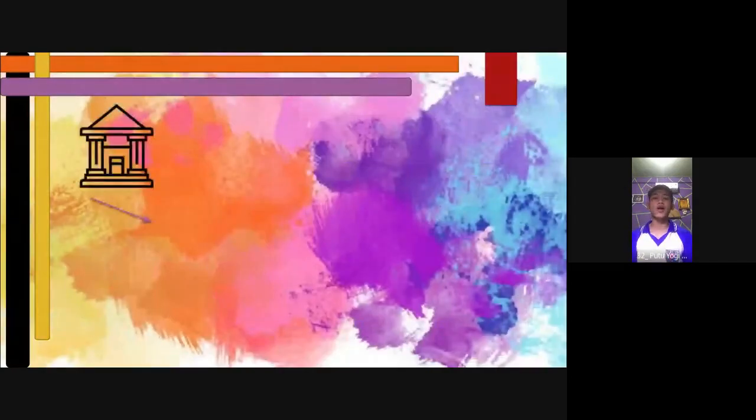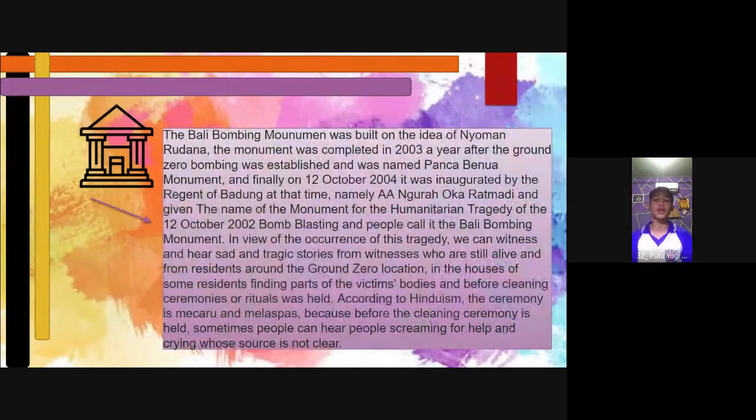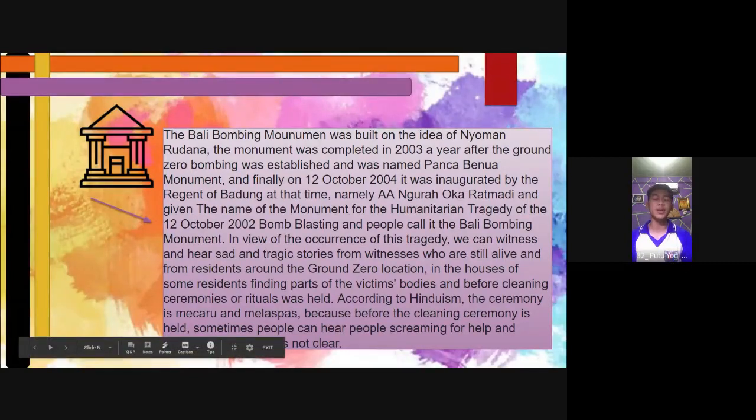So next, we will go to the building. The building of the Bali Bombing Monument was built on the idea of Nyoman Rudana. The monument was completed in 2003, a year after the Ground Zero bombing, and was named Pancha Benua Monument. And finally, on 12 October 2004, it was inaugurated by the regent of Badung at the time, namely Anak Agung Ngurah Oka Ratmadi, and given the name of the monument for a humanitarian tragedy.